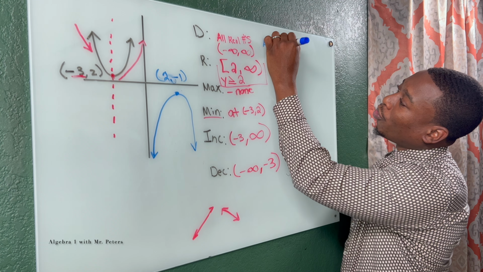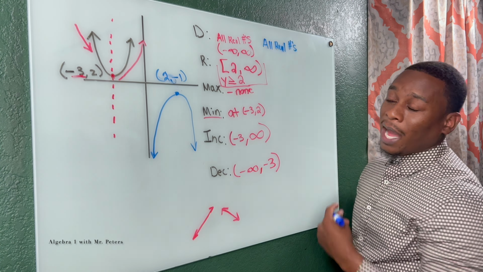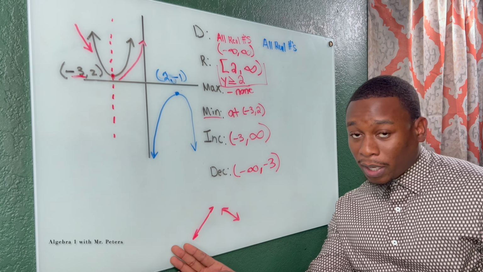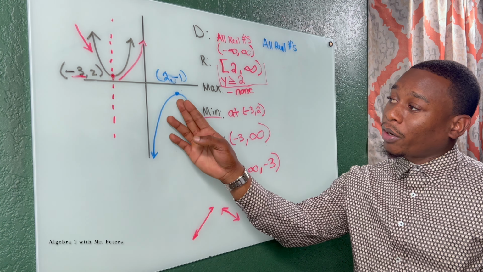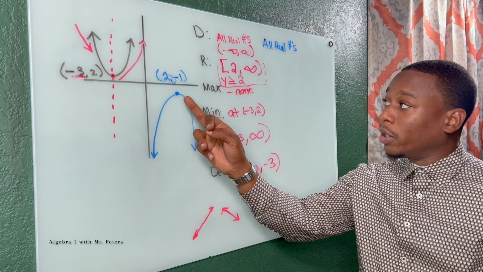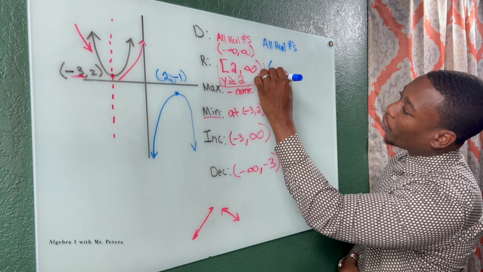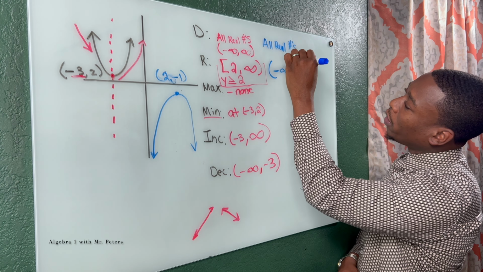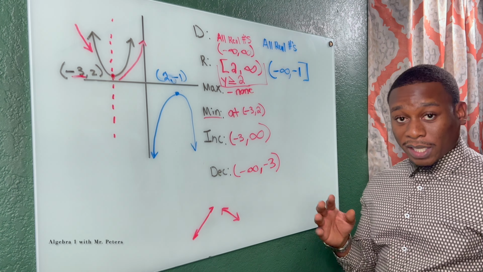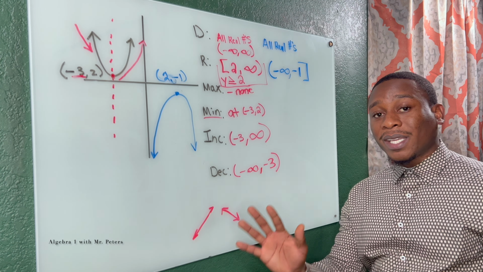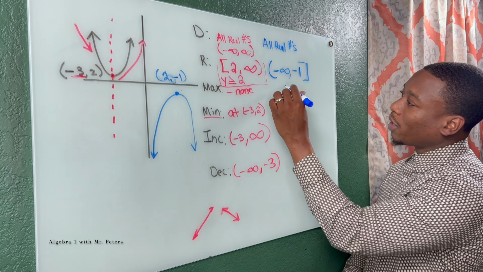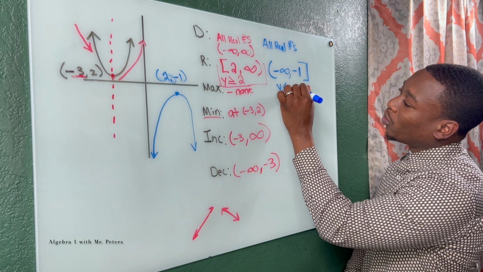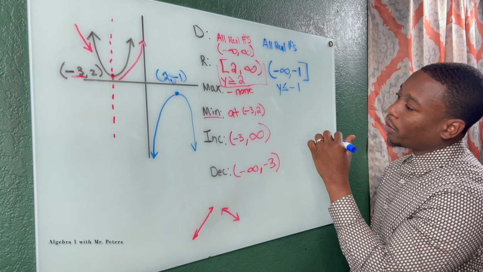All real numbers. However, when we get to the range, the graph starts from the bottom. So we're coming from negative infinity, and it stops where? When y is -1. So for my range, we're coming from negative infinity all the way up to -1, and we have a bracket because that answer is included. Now, if it's an inequality, all we're going to say is y is less than or equal to -1.